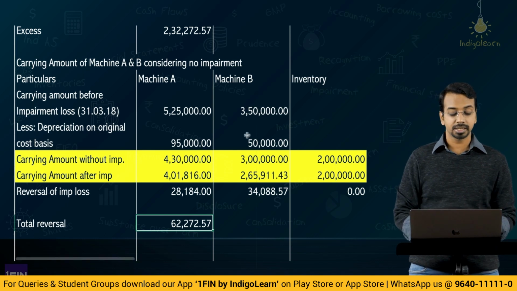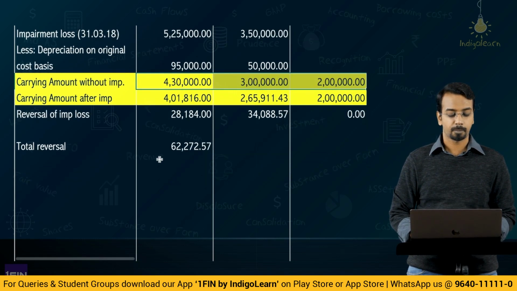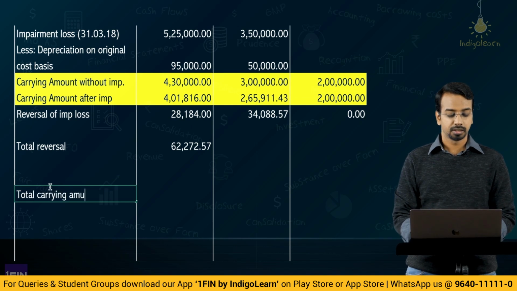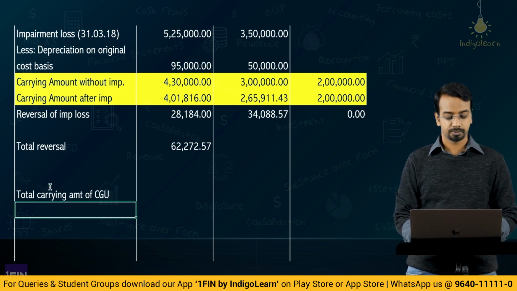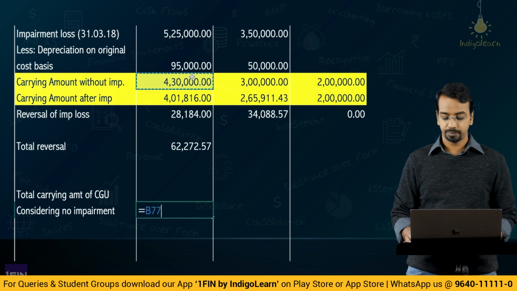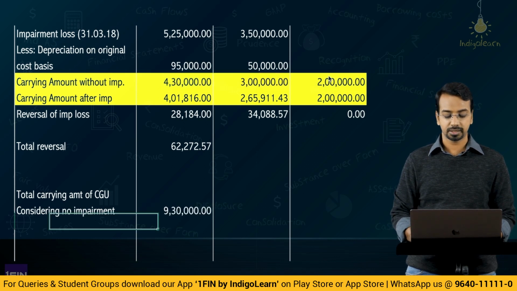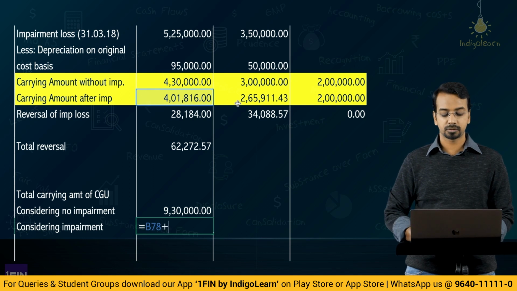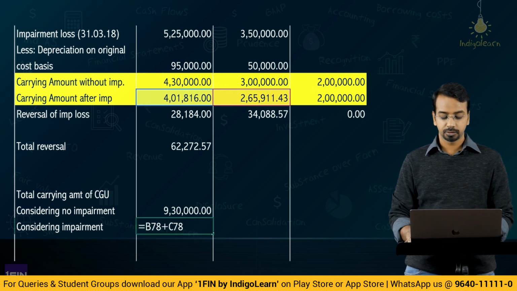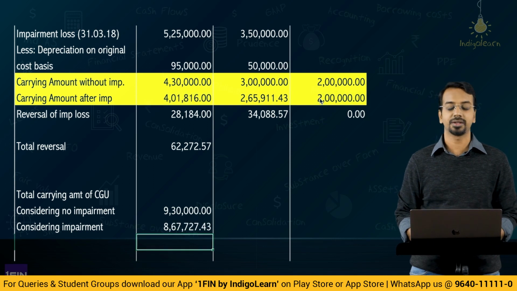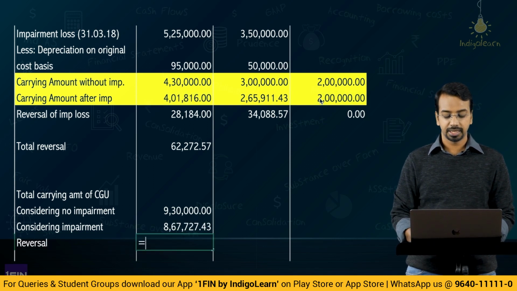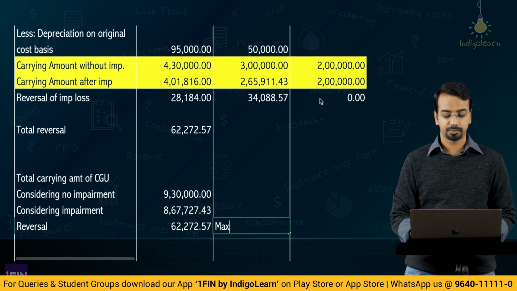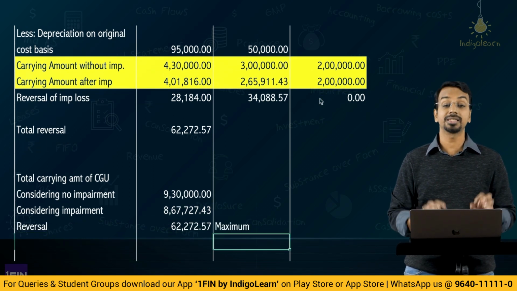Okay. Now, the other way to look at this is you can take total carrying amount of CGU considering no impairment, that will be 4,30,000 plus 3 lakhs plus 2 lakhs, and considering impairment will be 4,01,816 plus 2,65,911 plus 2 lakhs. That gives you 8,67,727. Reversal will be 9,30,000 minus 8,67,727 maximum. Okay, this is the maximum reversal.